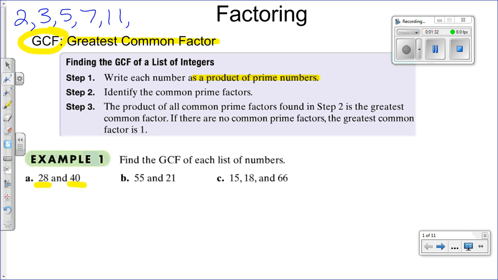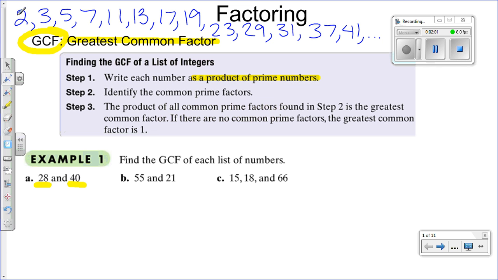Okay, what else? 13, 17, 19, 23, 27. No, 27. Oh, I mean, yeah, 29. 26 is even. 31, 37, 41. Okay, so I'm going to stop here because I could actually go on forever, right?